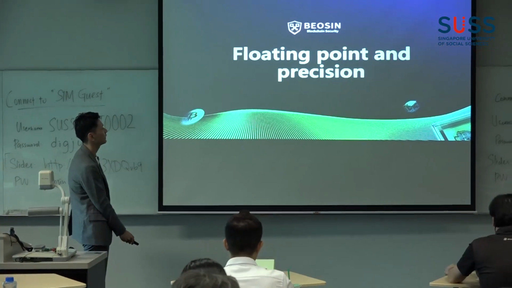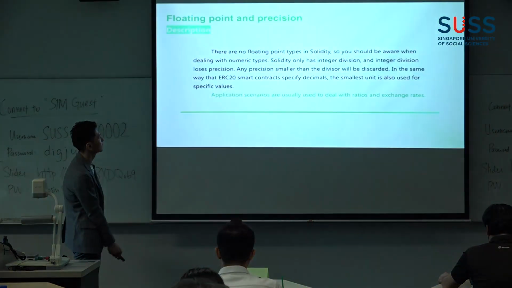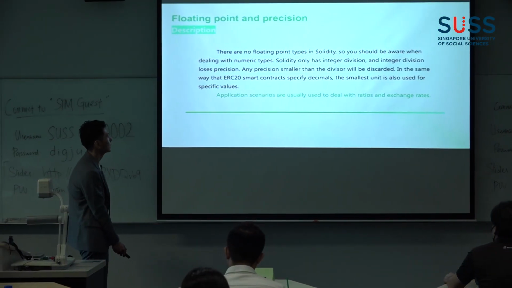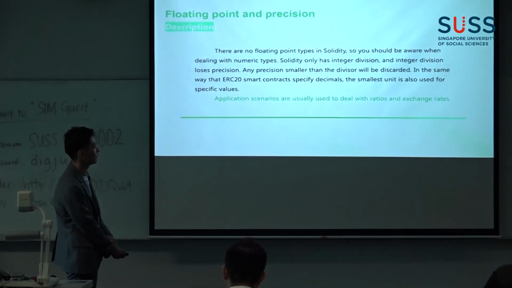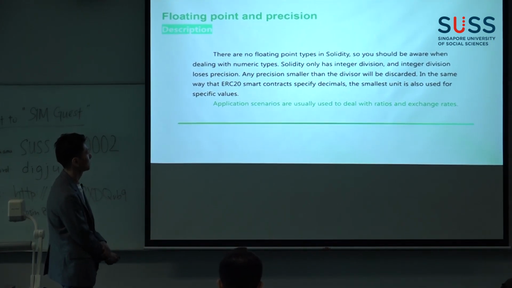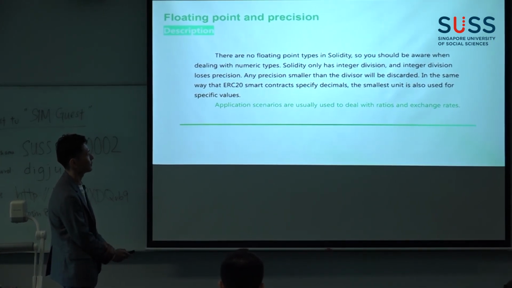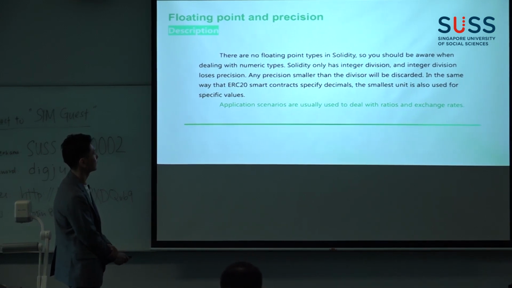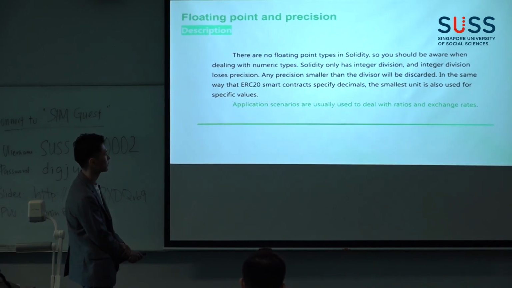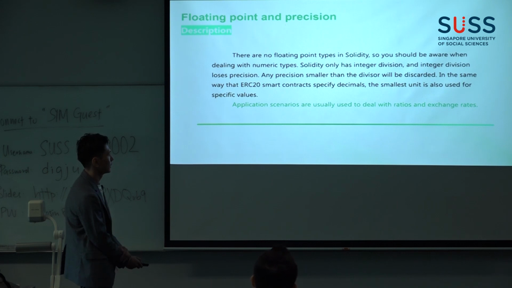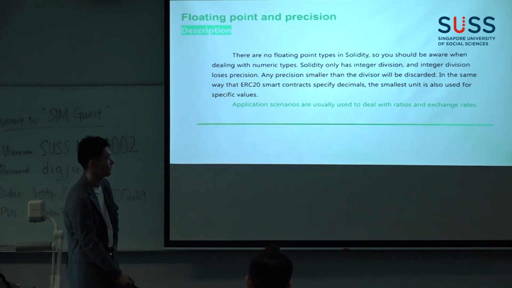Now, floating point and precision. As we mentioned before, Solidity does not have floating point, and you should be aware when dealing with numeric types. Solidity only has integer division, and integer division loses precision. Any precision smaller than the divisor will be discarded. In the same way that ERC20 smart contracts specify decimals, the smallest unit is also used for specific values. Floating point and precision is usually used in scenarios such as ratios and exchange rates, so they must be dealt with extreme caution.